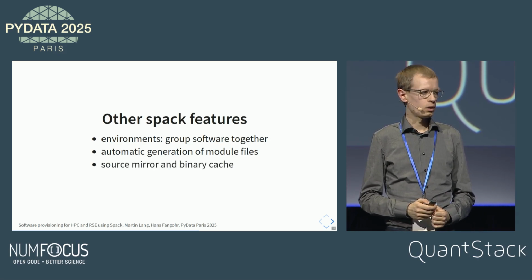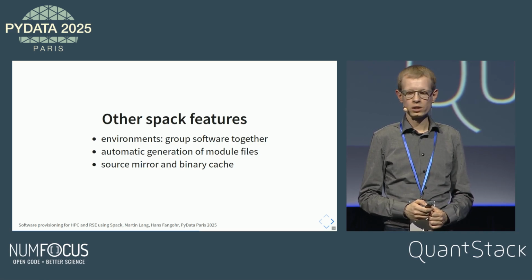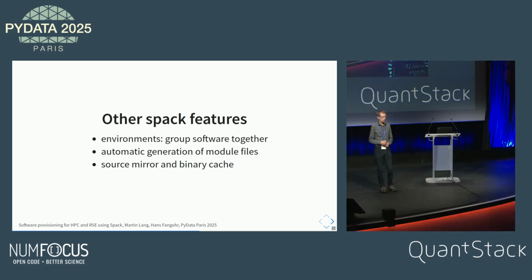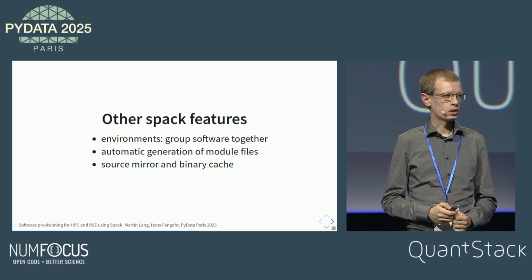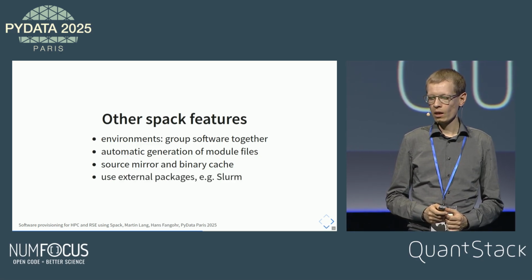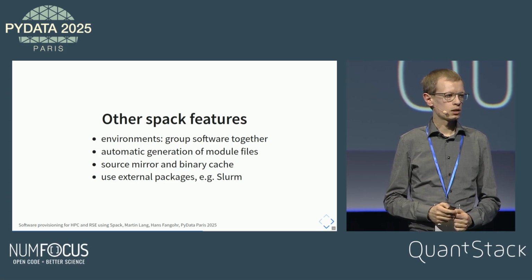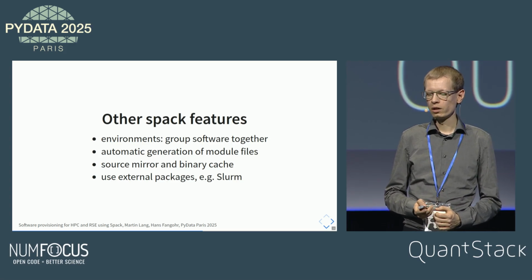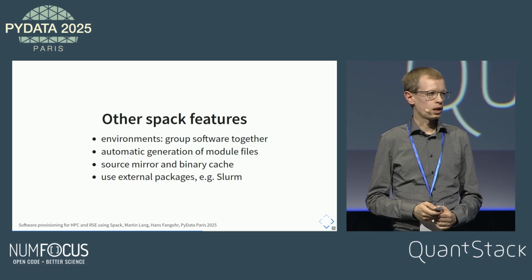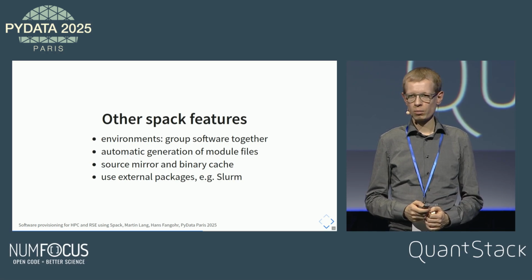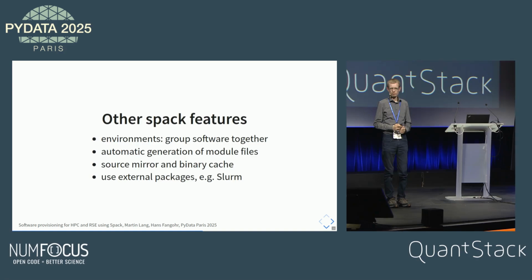We can have local mirrors, either source mirrors, so that we don't have to re-download, or also binary mirrors with pre-compiled software. That is very handy if we repeatedly install the same packages, because then we don't have to recompile all the time, which admittedly can be quite slow. Instead, we can just reinstall the precompiled binary. And it can use external packages. For us on the HPC, it's, for example, relevant that we can use Slurm provided on the HPC, and then we can tell spec about that Slurm, and it will use that, for example, for MPI implementations.